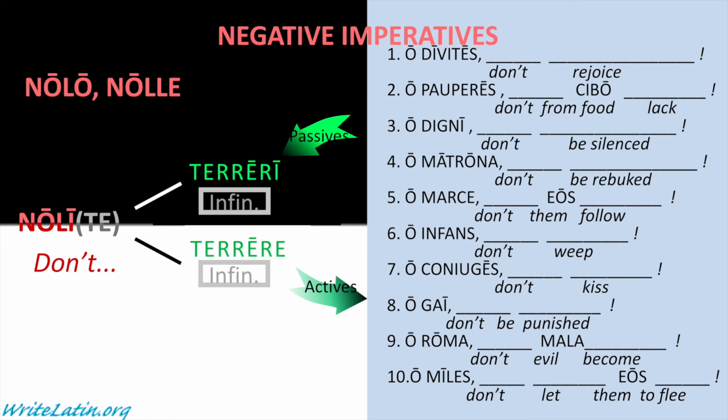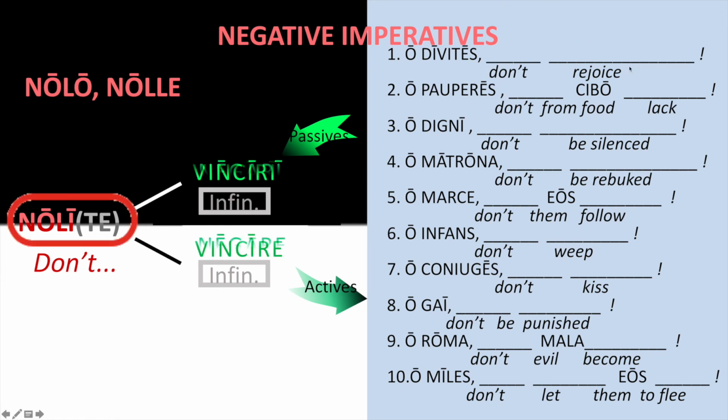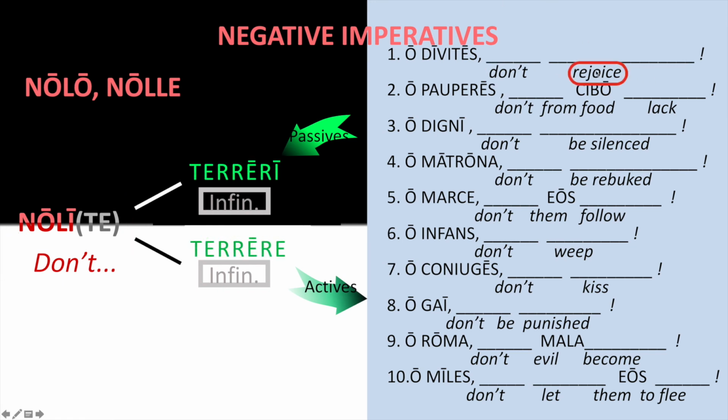So try these questions on the right. Try to put them into Latin. When you have don't, use a form of noli or nolite. And then when you have rejoice, you're going to use active infinitive or passive infinitive? Which one? Active, right. What about if it says, like in number 8 here, don't be punished? Is that going to be an active infinitive or a passive infinitive? Right. If you see be blanked, that's going to be a passive infinitive, right.